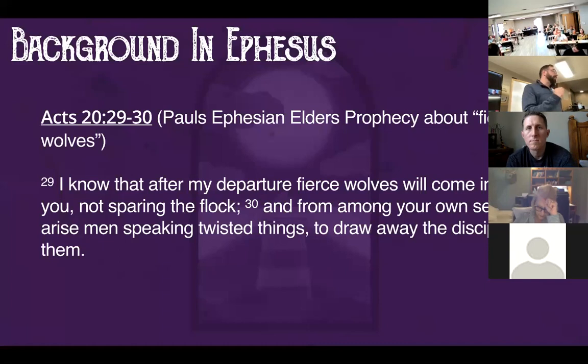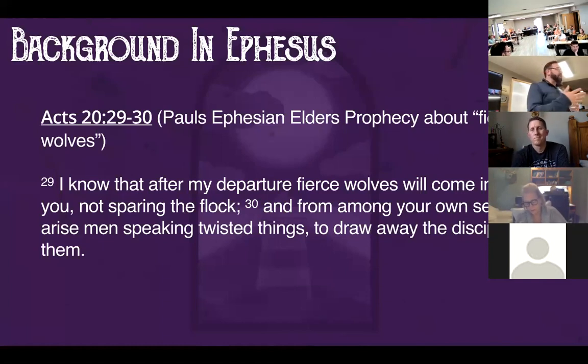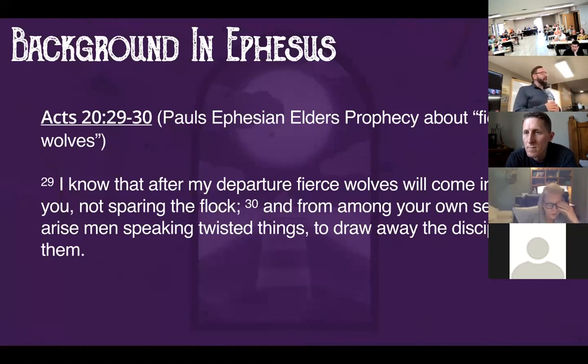For Ephesus in the background, like what Ephesus was like back then, we have Acts 20, verses 29 and 30, where Paul talks to the Ephesian elders and gives this prophecy about fierce wolves. It says, "I know that after my departure, fierce wolves will come in among you, not sparing the flock. And from among your own selves will arise men speaking twisted things to draw away the disciples after them." So we get this picture that Paul's going through Ephesus on his journey back to Jerusalem. That was his final journey back. And he's telling these guys, "Hey, watch out."